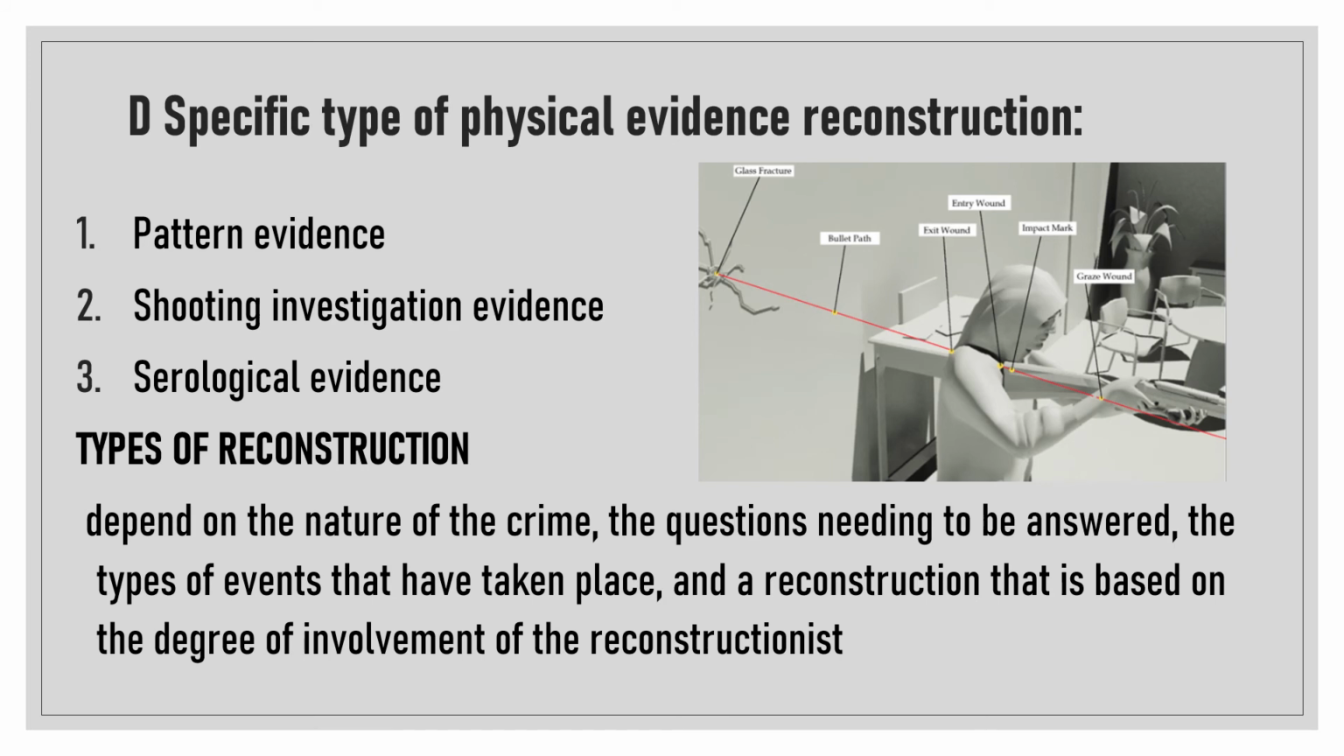The specific type of physical evidence reconstruction. In this we include the pattern evidence. For example, if there's shooting, we can say shooting investigation evidence. And if it includes serological evidence, then the serological evidence is to be included. So the types of reconstruction depend on the nature of the crime.